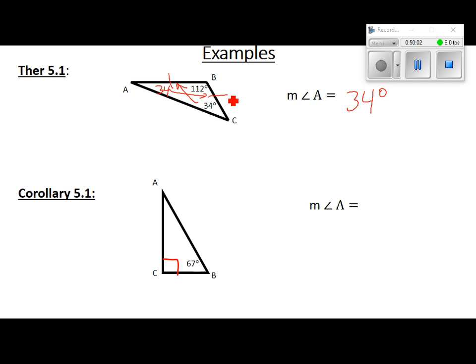So what is the other angle? What's angle A? 23, everybody agree with that? Yes. Write 23 in there.